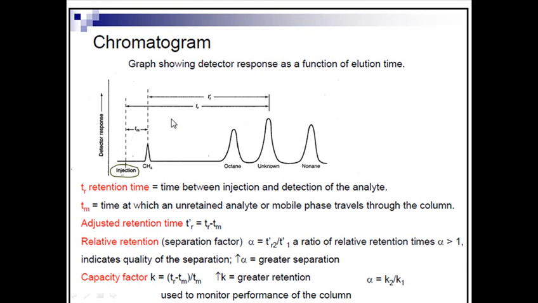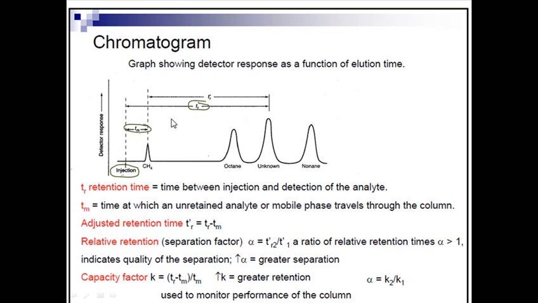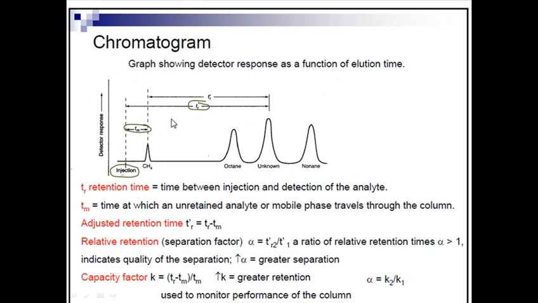The first peak is observed after some time. We call it the Tm. After a while another peak is observed, which we call the Tr. What do we mean by Tm? Tm is the time at which an unretained analyte, or the mobile phase, travels through the column. It is the time for the mobile phase to pass through the column. After some time we have a peak. The distance between these peaks is called TR.